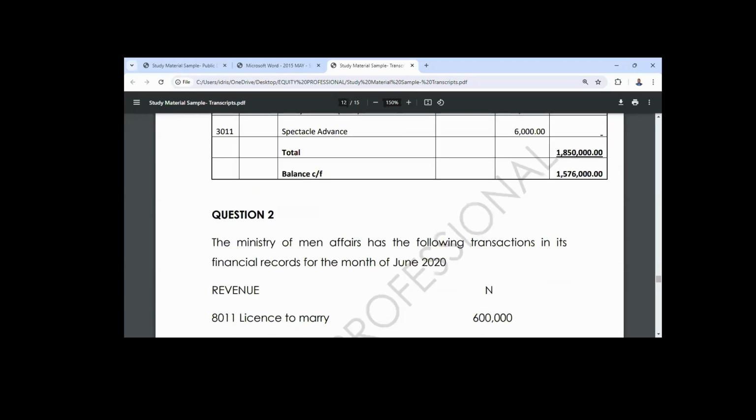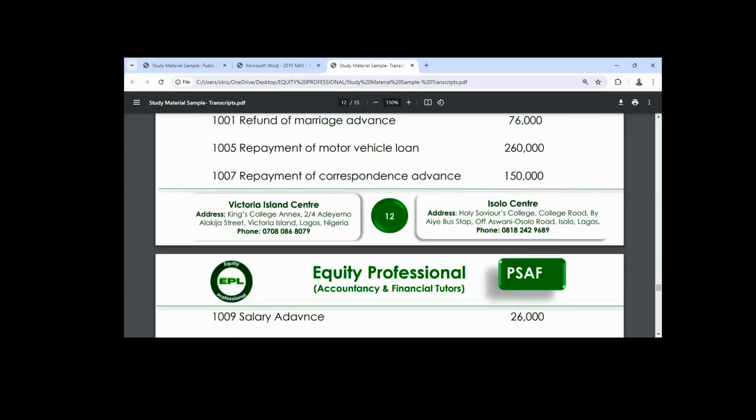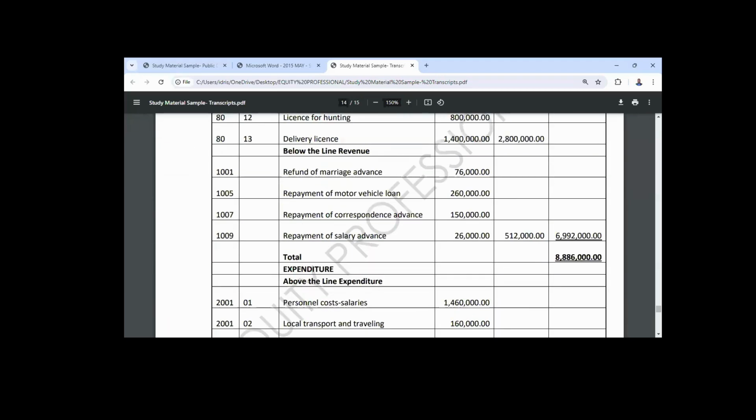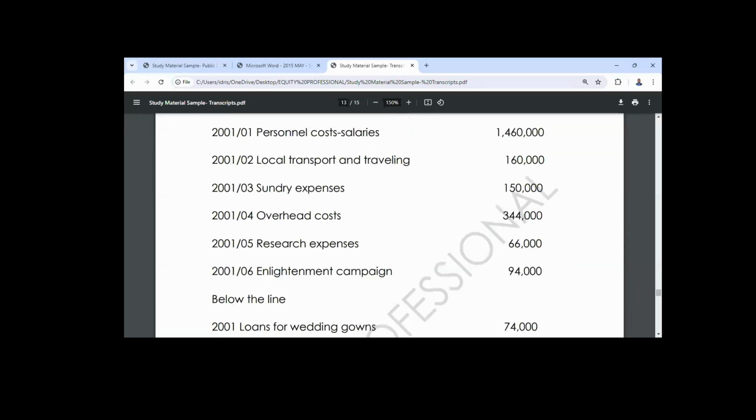I have a second question there. You go and study the second question. Please, the solution is there. Study it. I've provided the solution, and the solution is very simple. Try to study that. Our next class is going to be based on public sector audit. After public sector audit, we are now going to move to budget and budgetary control.